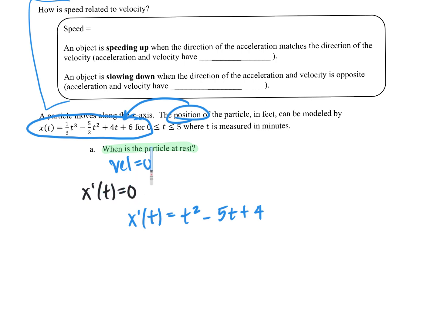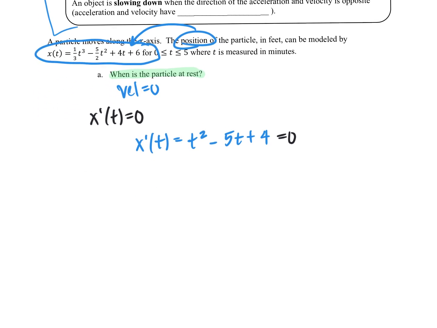Do I plug it in? They said for where t is measured in minutes, when is the particle at rest? They want to know t. So when is it at rest? That's when my velocity is 0. If we would have plugged in 0, that would have been our velocity at the start when t is 0, and it would have been 4. Okay, what are we doing?